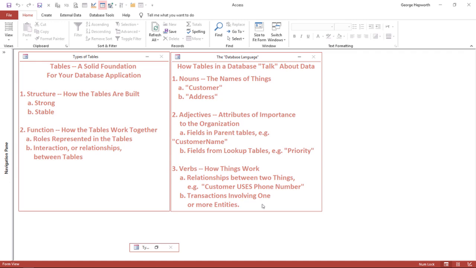So that would be the three parts that we're interested in of a natural language that have counterparts in the database language: the nouns or the names of things, adjectives or important attributes, and verbs or the relationships, how things work one with the other.